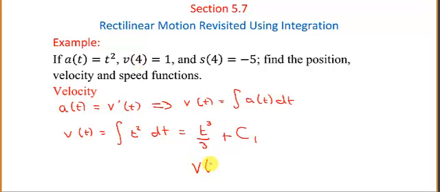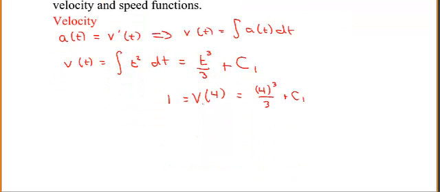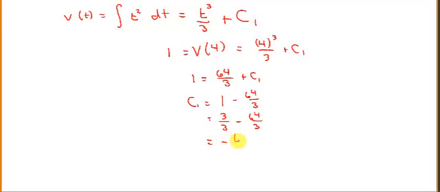All right, now to determine this constant of integration, I have this condition. The velocity at time 4 I know to be 1 because I'm told that, and the velocity at time 4 is going to be this velocity function with every instance of t replaced by 4, so that's going to be 4 to the third divided by 3 plus c1. All right, avoiding the middleman, v of 4, we have 1 is equal to, well, 4 to the third is 64, so we have 64 thirds plus c1, so c1 is going to be 1 minus 64 over 3, and that would be 3 over 3 minus 64 over 3, which would be negative 61 over 3. So now I know the velocity function precisely.